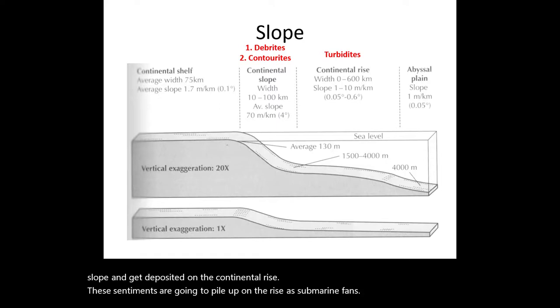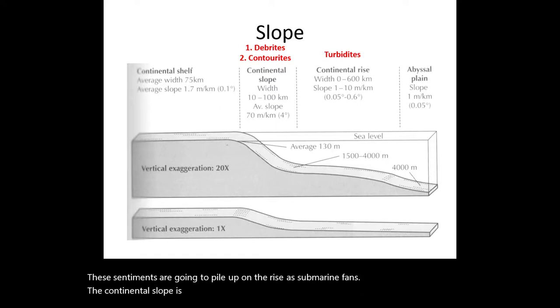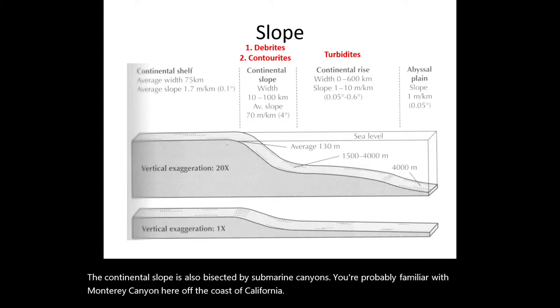The continental slope is also bisected by submarine canyons. You're probably familiar with Monterey Canyon here off the coast of California. Next week, we'll talk about the abyssal plain.